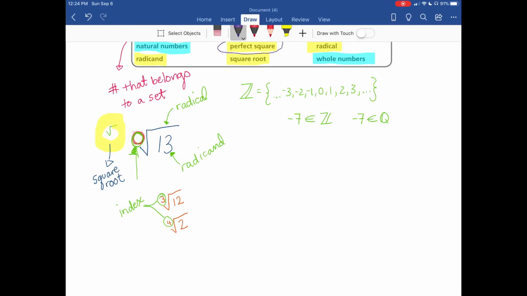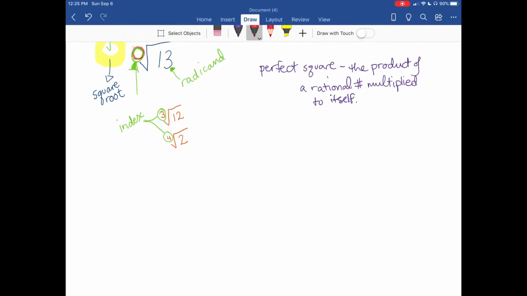So if we're defining a perfect square, we would say that a perfect square is the product of a rational number multiplied by itself. Our special ones are really the whole number perfect squares. I think you've seen this notation before, and we typically go up until 12, but let's maybe do the top 7. Just for clarity's sake, these are all perfect squares because I'm taking this rational number and multiplying it by itself. So 0 squared is 0.